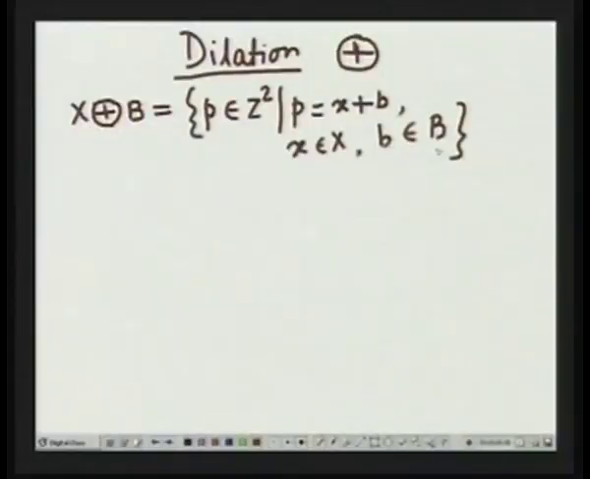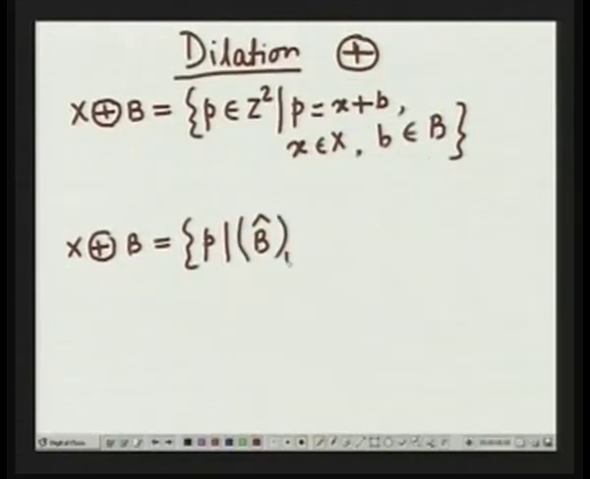The other alternate definition of the same operation is given like this. We can also define X dilation with B, the structuring element B, in such a way that it is the set of points P such that if I take the reflection of B and translate it by the vector P, then take the intersection of this with set X, this should not be equal to null.